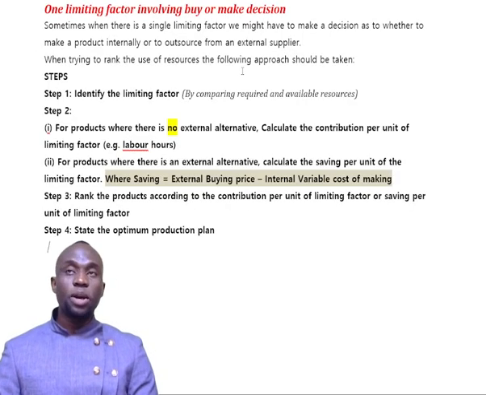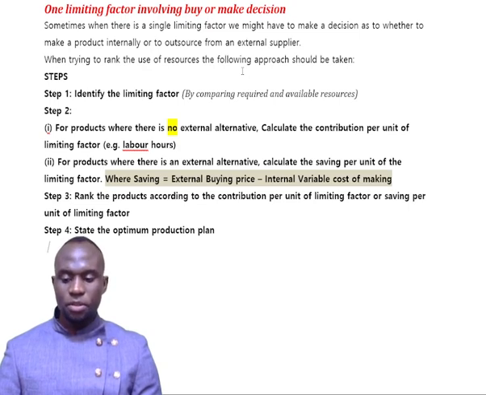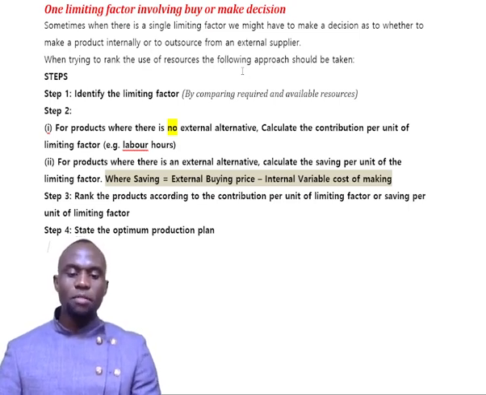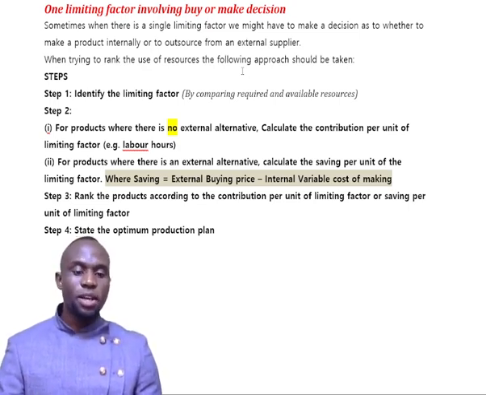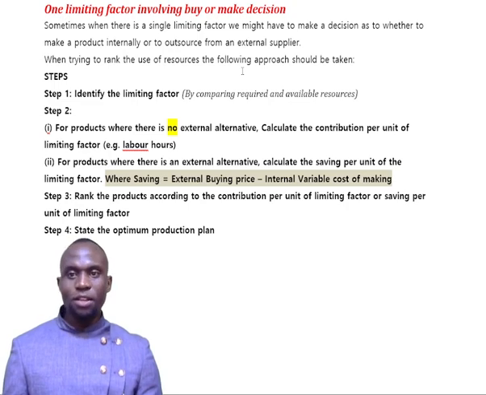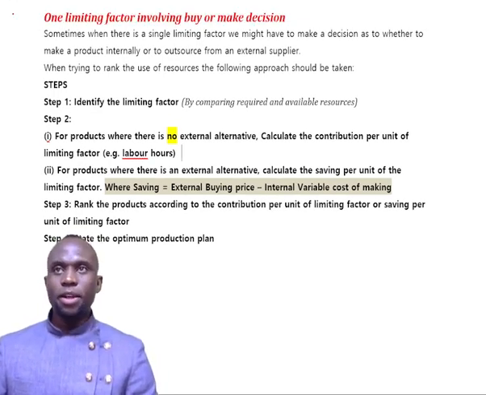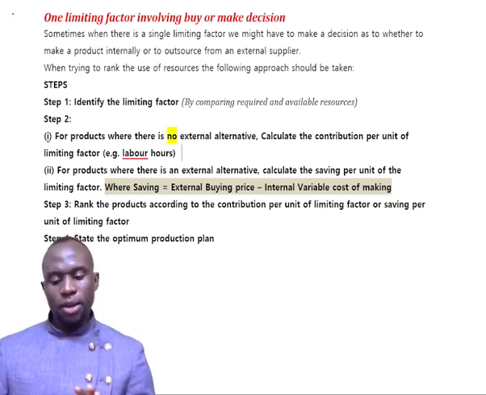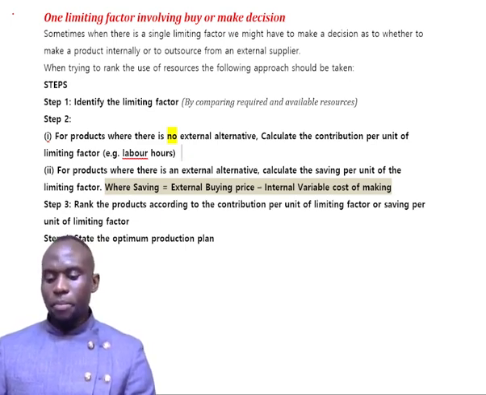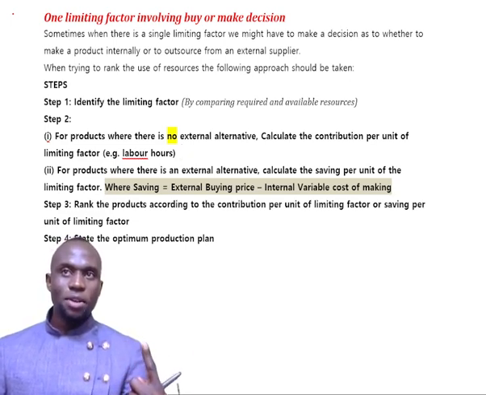So now we can look at one limiting factor involving buy or make decisions. Sometimes we can have a limiting factor and we have to decide whether to produce the product internally or to outsource or buy it externally. Now, the same approach will be taken as before. Identify the limiting factor by comparing required and available. Then for products where there is no alternative of buying from outside, you do what we did first.